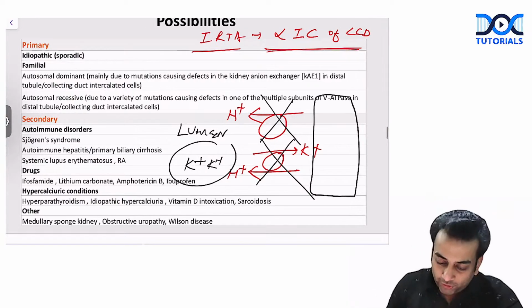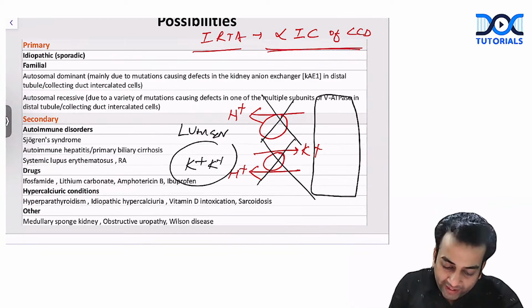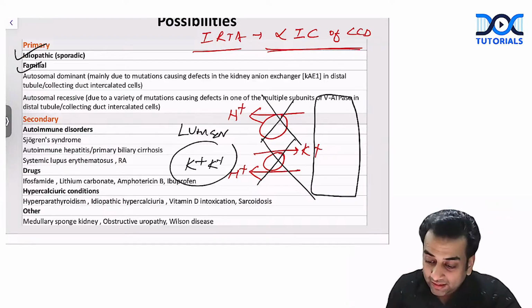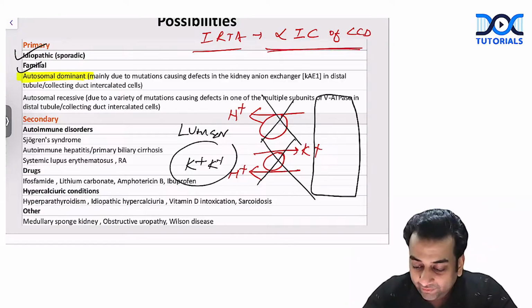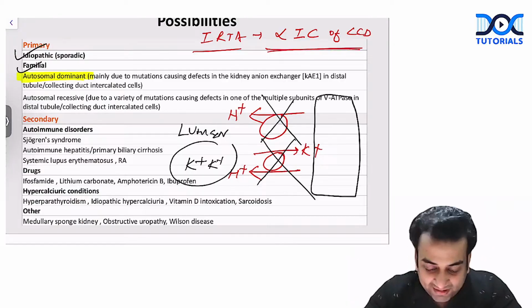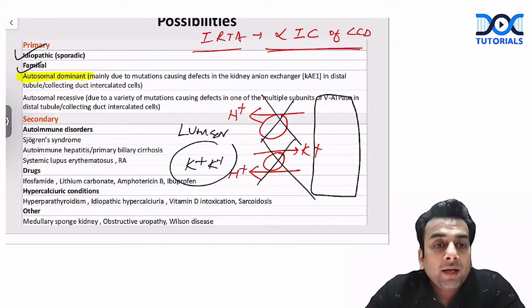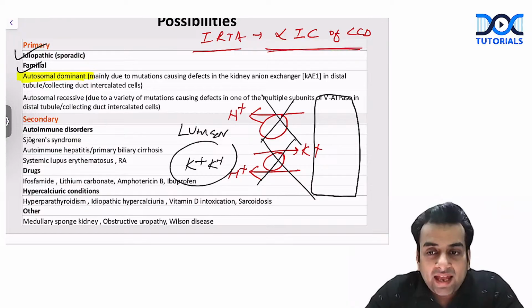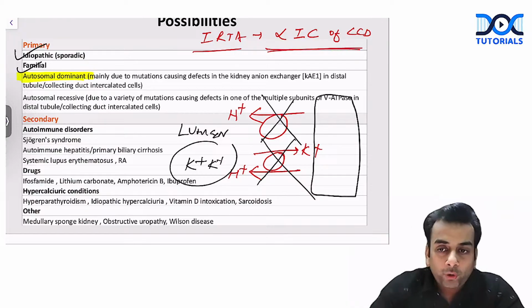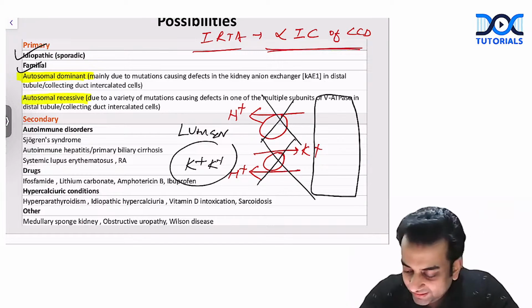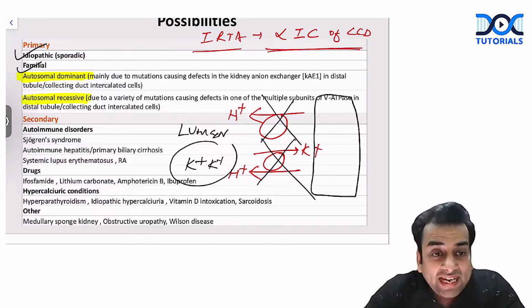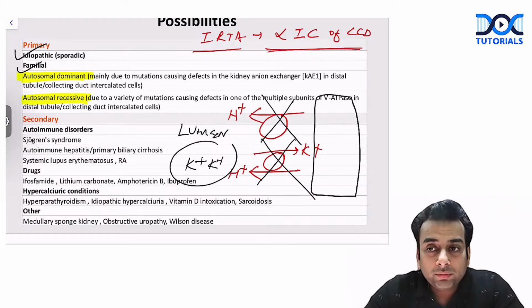So the possibilities are, it could be idiopathic, it could be familial. Why familial? If there is an autosomal dominant mutation causing defects in the kidney anion exchanger 1 in the intercalated cell. Autosomal recessive, if due to defect in the subunits of the ATPase in the distal tubule.